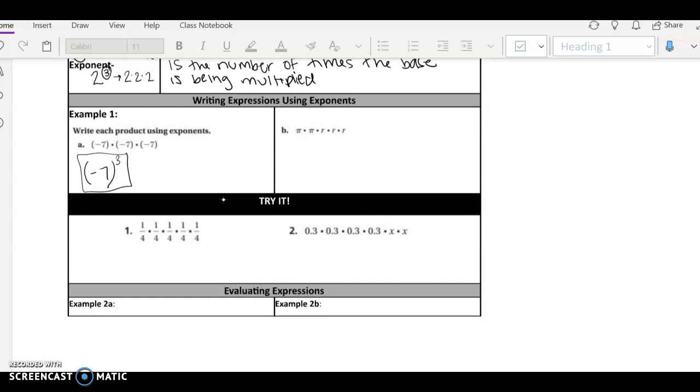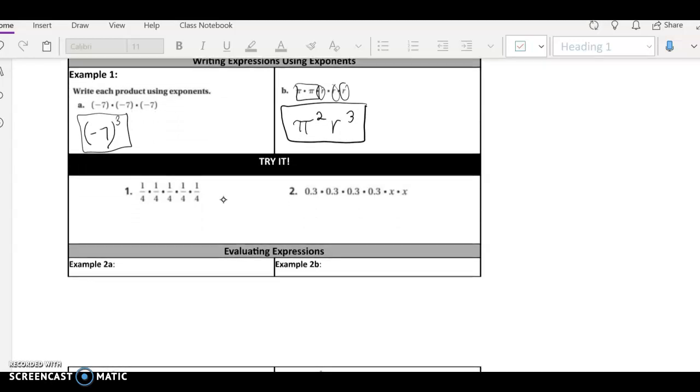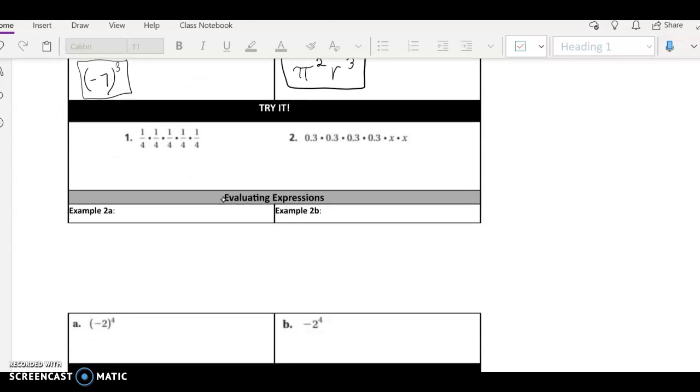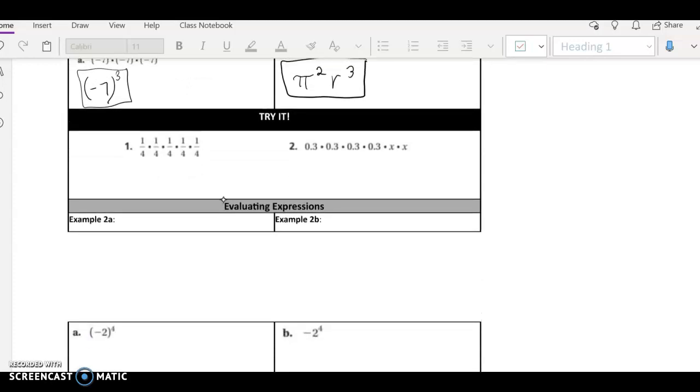For B, we have pi, which is being multiplied twice. So we have pi to the exponent of 2. And then we have r being multiplied 1, 2, 3 times. So we have r cubed. And so we can just simplify it by rewriting the expression. So I want you to pause the video and do numbers 1 and 2 and then try it. And then when you're done, you're going to hit play and you are going to check your answers with mine.